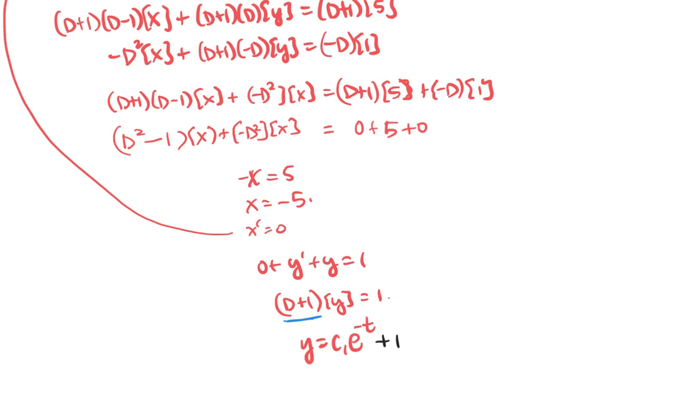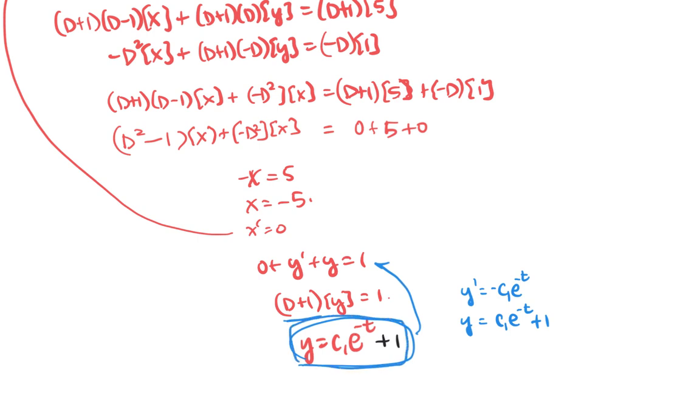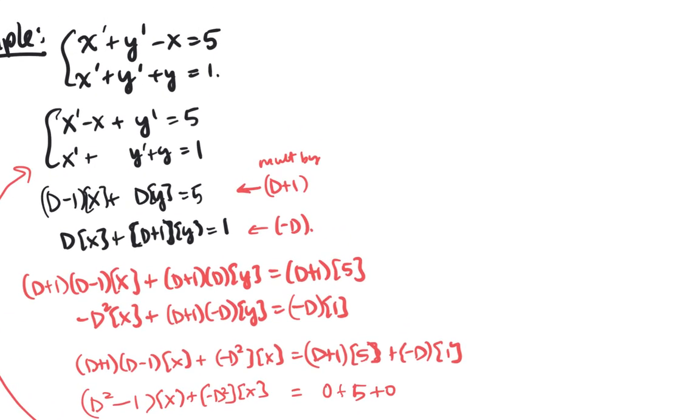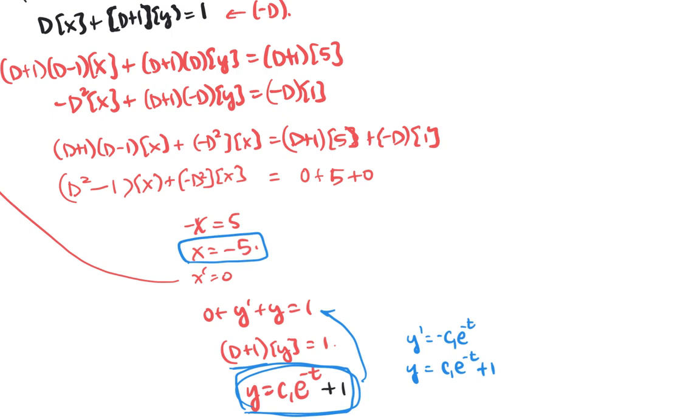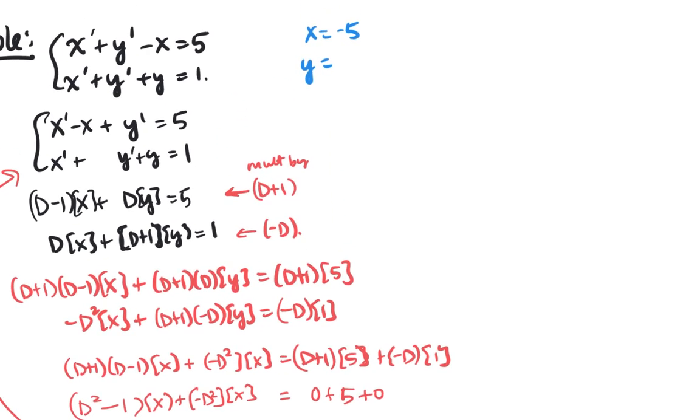In other words, if I plug this into this differential equation here, y prime is going to be negative c1 e to the minus t, and y will be c1 e to the minus t plus 1. So if I do y prime plus y, I'll get 1. So this is the solution for the y component, and the solution for the x component is x equals negative 5. I can plug both of those into my original differential equation and see if that works. So my solution is x equals minus 5 and y equals c1 e to the minus t plus 1.